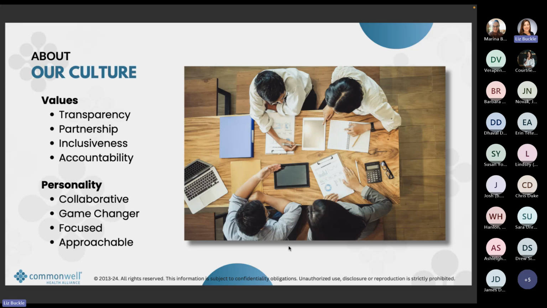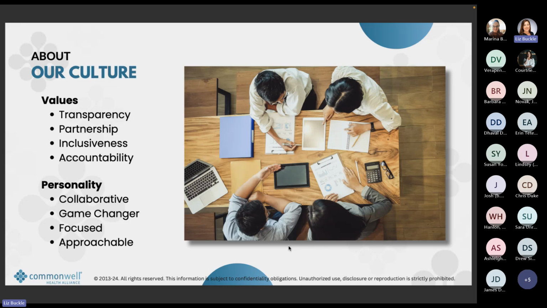And then from a personality perspective, we are really collaborative. That's the way this has been able to work and continues to be so. We want to be a game changer in the field. We don't want to settle for the status quo. We want to continue to evolve and innovate and think about new ways, leveraging the data that we have at our fingertips, leveraging the information that we've learned, learning from others, and be able to continue to change the game when it comes to national interoperability.